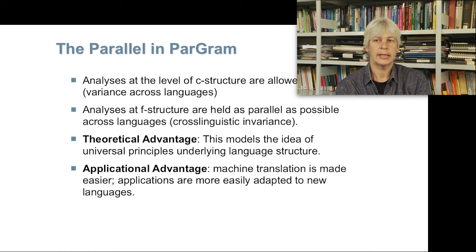Okay, so analysis at the level of C structure, so linear order, surface structure, are allowed to differ. There's clear variance across languages. Analyses at F structure, we try to hold as parallel as possible. Right? That's where we think there is more of the cross-linguistic invariance. And the theoretical advantage is that this models the fact that there are universal principles underlying how languages are structured. Not all languages function the same, but the idea is that there are some principles which tell us how these languages are working, and these are what we're trying to capture as well.